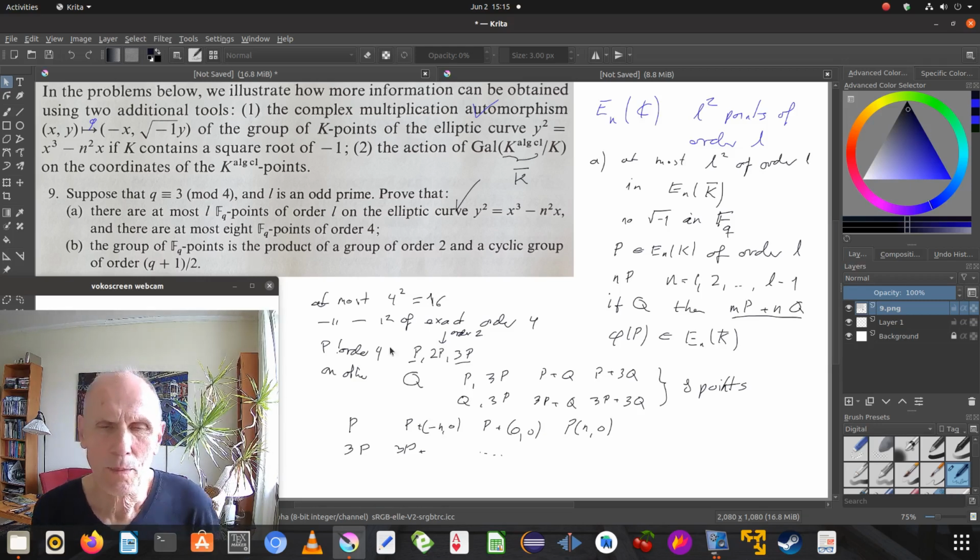Well, if there's no point of order 4, then we of course have the 4 points of order 2, but one of them can come in order 2, and then the other order 2 will come in the cyclic group, which has an even number of points. All right. So we will need to show that these points form a cyclic group.